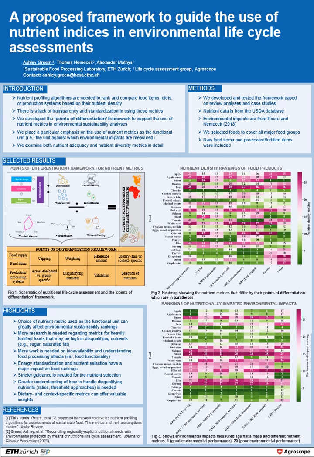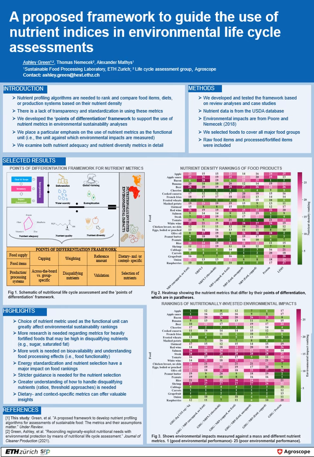We identified 8 key points of differentiation to consider when using nutrient metrics in environmental analyses, including capping, which refers to if nutrient metrics should be truncated at recommended intakes, weighting, reflecting that not all nutrients hold the same relevance within a diet, reference amount, across the board versus group specific, dietary and/or context specificities, disqualifying nutrients, selection of nutrients for the metric, and validation of the metric.